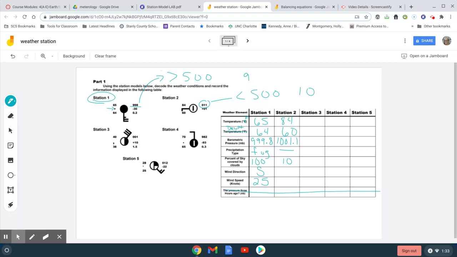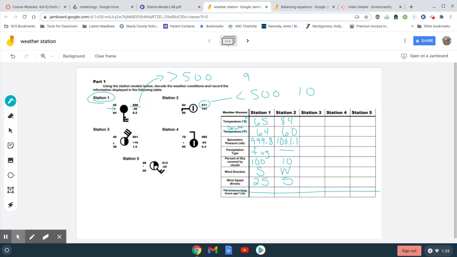Wind direction, it is pointing to the west, so you're going to say west. And there's one little thingy there. It's a half, so it's a 5. For that one, I'm trying to make my 5s look different from my S's. So that's how you're going to do this. You're going to have to use the charts that are on the paper.